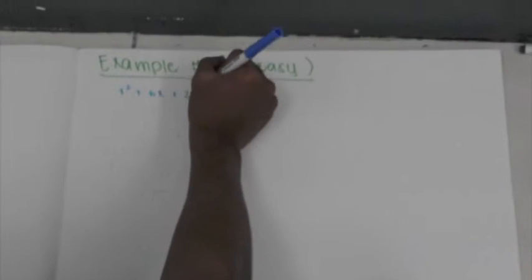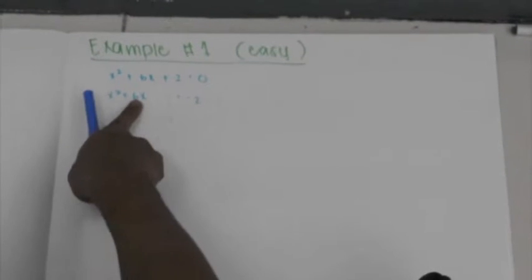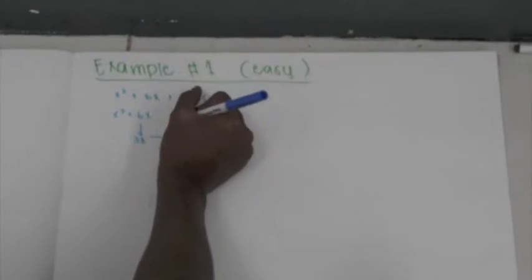x squared plus 6x plus 2 equals 0. So the first step in solving this is you place the last term to the other hand side, leaving you with no last term. So to get the last term, you divide the middle term by 2, after which you square it. So 3 squared becomes 9. Now you have a last term. But afterwards, you have to also add it to the other hand side.